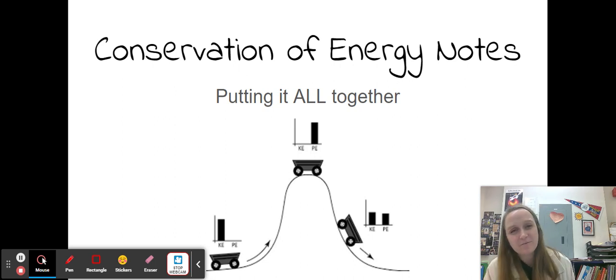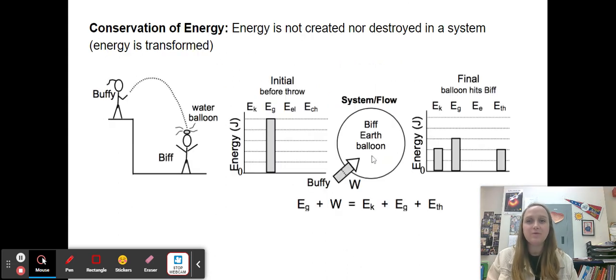Guys, today we are going to talk about conservation of energy. So we're going to put all of these things we've been talking about in this unit together. So let's dive on in. Friendly reminder, you might have heard this before, but conservation of energy is very similar to the conservation of mass. Energy is not created or destroyed. It just changes what form it's going through within a system.